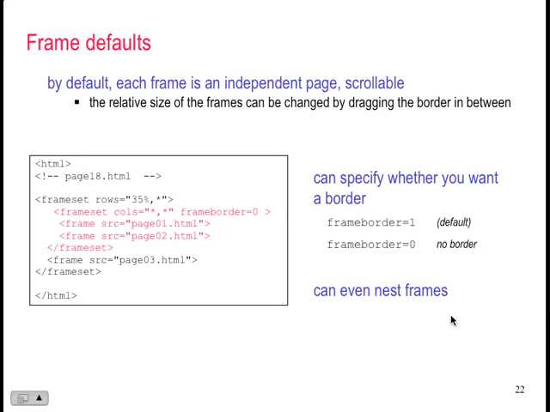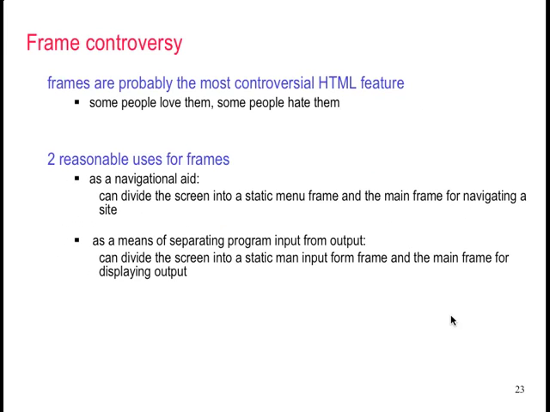You can even nest frames. You can put a frame inside of a frame inside of a frame, and then you get really complicated frames going on. You can set the frame border. You can set it to 0 to turn off the border, which is what I would do. You can set it to 1 if you actually want to see the borders around the frames.